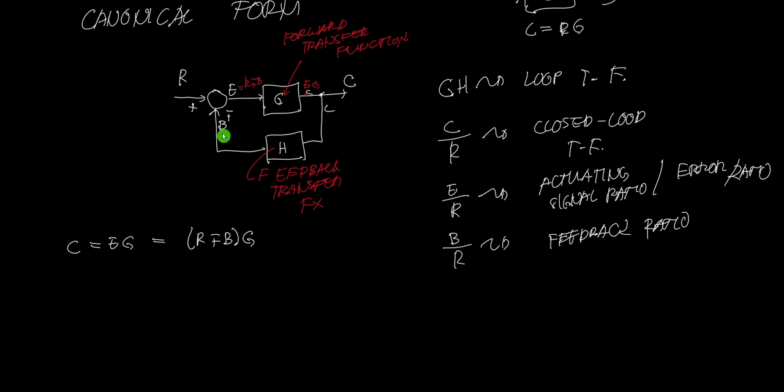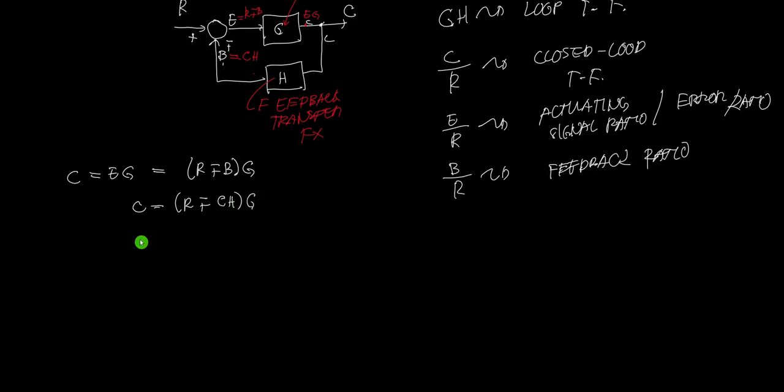Then we go back. How about B? B is the output of H. What is the input of H? The input of H is C. So B is just equal to the input, which is C, multiplied by H. So B is just equal to C times H. Then we substitute it here again. So this is C equals R minus plus, our B is now C times H, times G. And we can distribute this, so this will be equal to RG minus plus C times G times H.